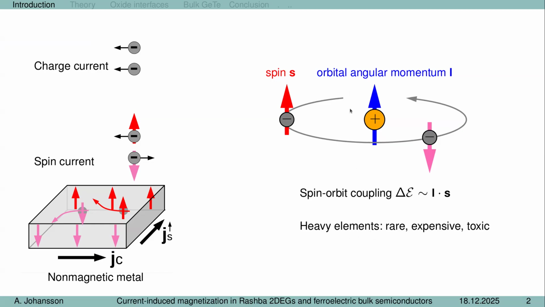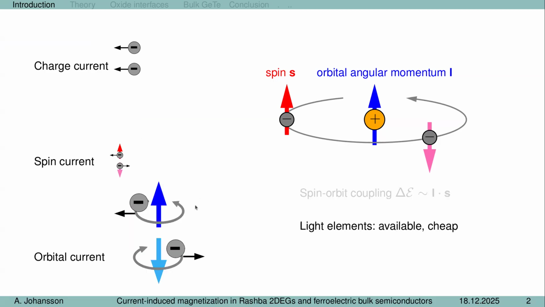However, the electrons also carry this orbital angular momentum. And therefore, the question or the idea is, can we also transport this orbital degree of freedom? Can we generate something like an orbital current? The big advantage would be that for orbital transport phenomena, we would not need any spin-orbit coupling. So in general, we might consider also light elements which are better available and cheaper. So this might help us to realize more sustainable electronics.